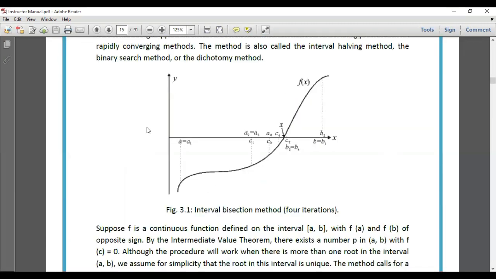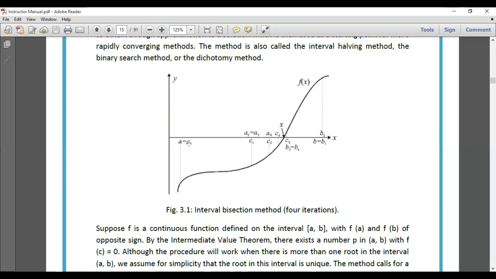So from this graph, you can see this is our first point, this is our second point. If the value of the function has opposite signs for the 2 points, then it means the solution exists between these 2 points, and the solution exists where the value of the function is equal to 0.